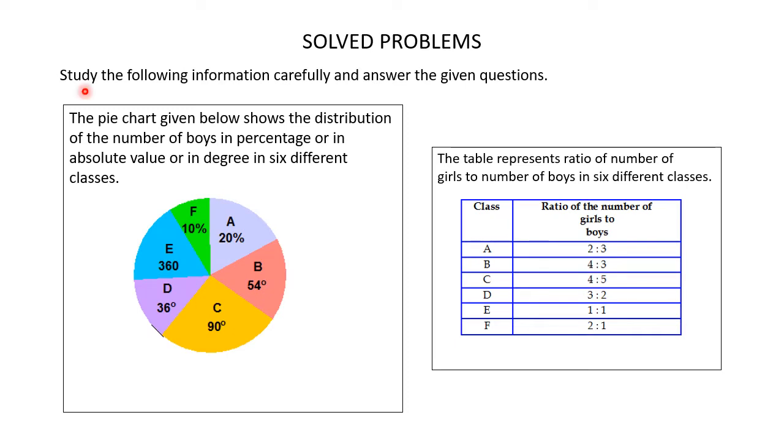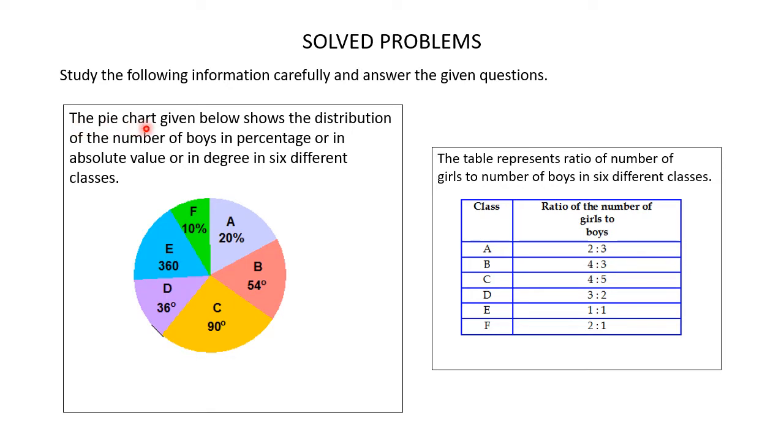Study the following information carefully and answer the given questions. Now this is a mixed graph which contains a pie chart and a table. We have to correlate the data given in these two graphs and answer the given questions. So first let's understand what all data is given in each of these graphs.